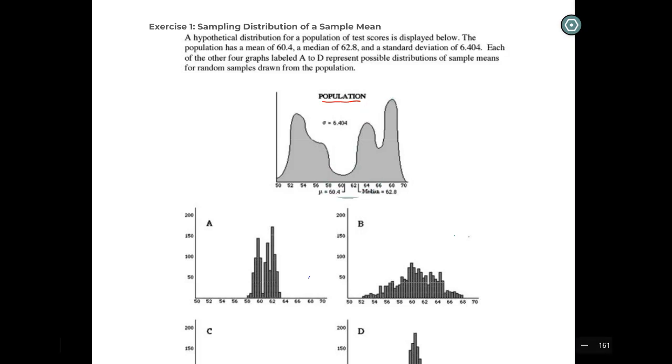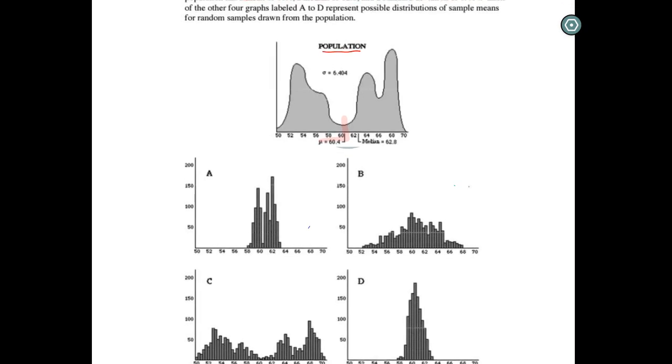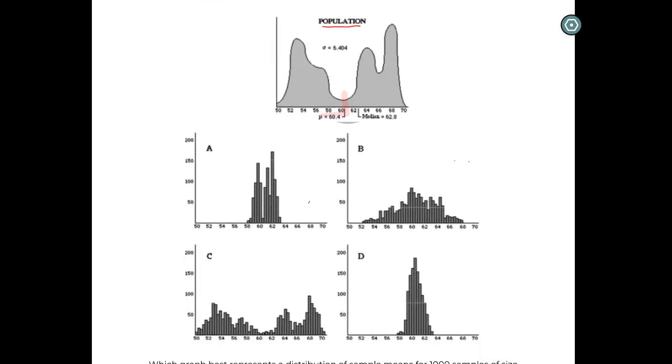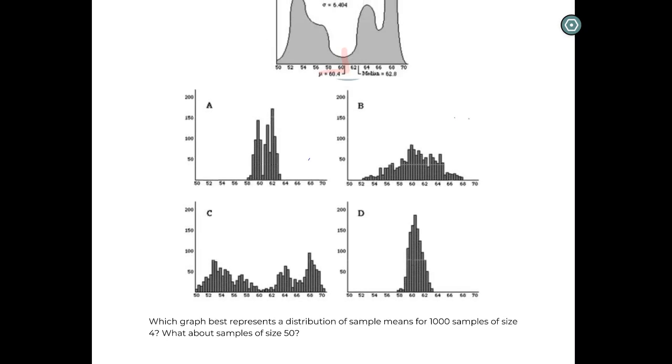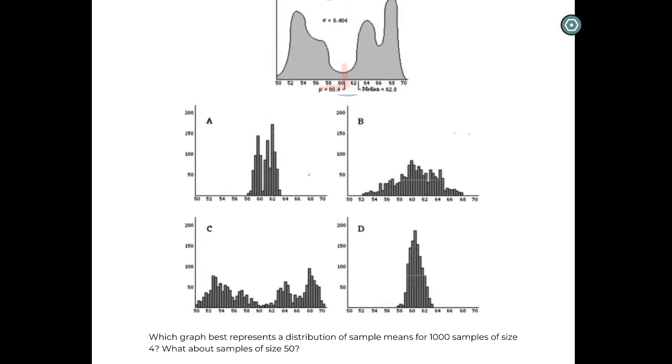But they also gave us a bunch of information here at the top, the mean, median, and standard deviation, and you can see our mean ends up over here in no man's land. So what we're looking at for a bunch of graphs here at the bottom are possible distributions of our sample mean as we drew from this population. So the question here at the bottom is which graph represents sample means for 1,000 samples of size 4, and what about samples of size 50?